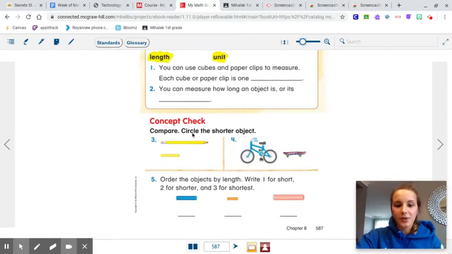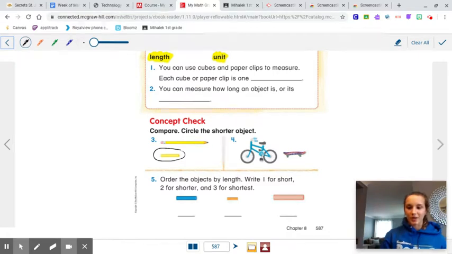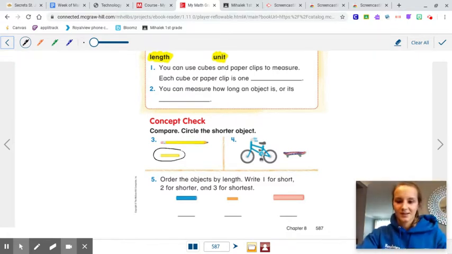All right, so number 3 and number 4, we're going to just circle the object that's shorter. Now, if you look at the pencil, we have one that's pretty long and one that's a little bit shorter. Shorter just means it's smaller. All right, so with the pencils, we know that the shorter one would be this bottom one here. And then for our bicycle, and then I believe that's a skateboard down there, which one is shorter? So the smaller one, go ahead and choose it. All right, let's go on to number 5.